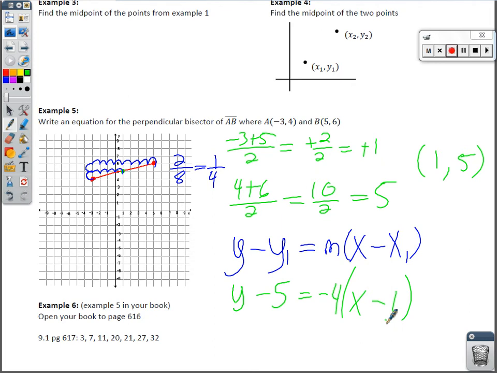For example 6, we're going to need to go into the book, so you may need to pause the video and look in your book and read the first paragraph there in example 5. I'm going to start diving right into the example, so read that before you continue the video.